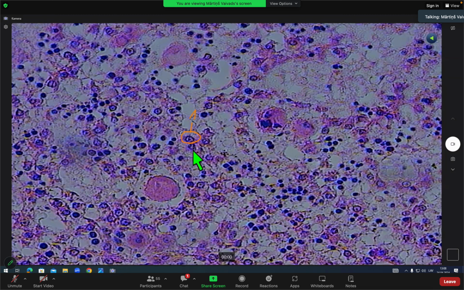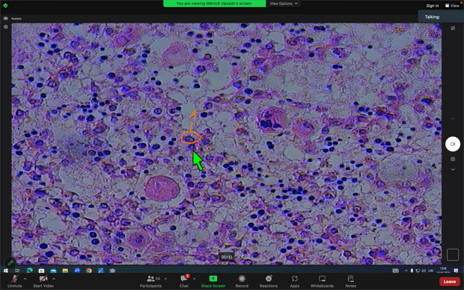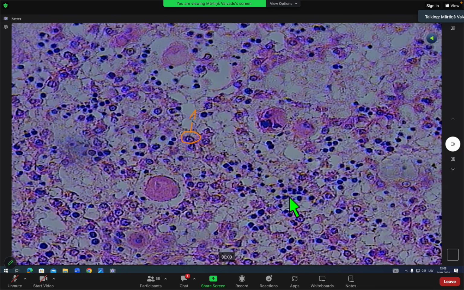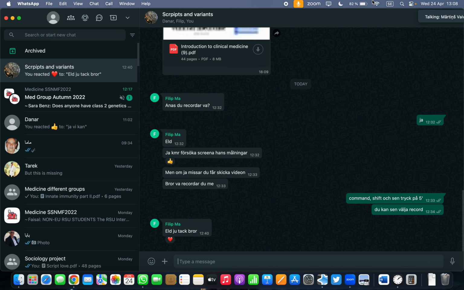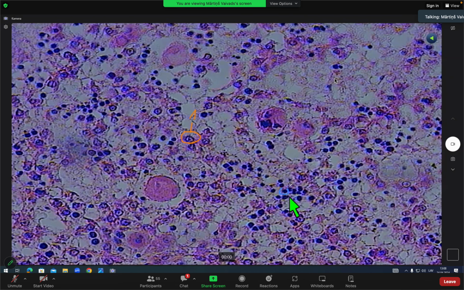Then, another thing. You will see that inside the liver, there are small groups of dark-staining cells. These are hematopoietic islands. We call these groups of cells hematopoietic islands. These are also called nucleated erythroblasts.